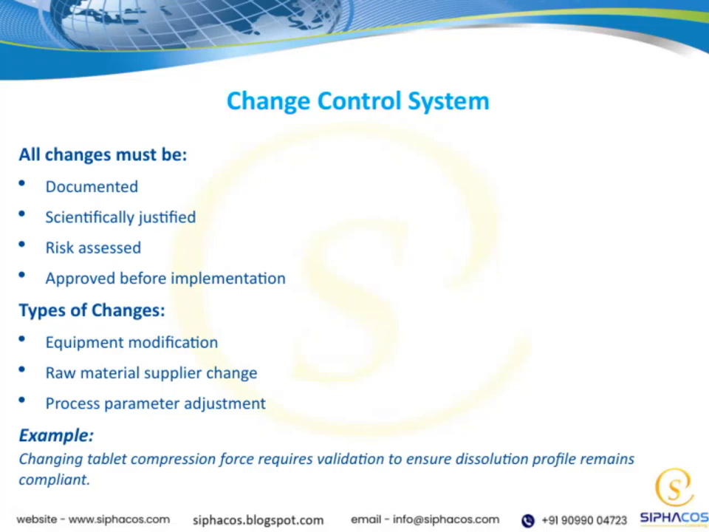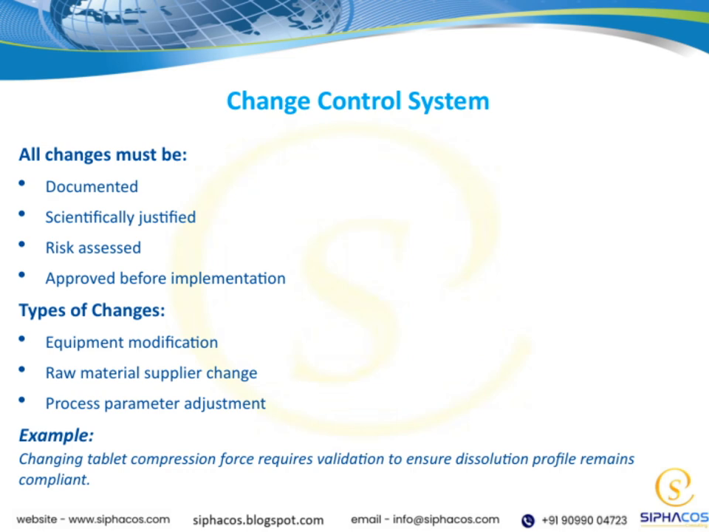Now, let's talk about the change control system. When we make any changes, it's essential that we follow a structured process. First, every change must be documented. This helps us keep track of what was changed and why. Next, the change needs to be scientifically justified, meaning we have to provide a solid rationale based on data or scientific principles. Risk assessment is also crucial, evaluating potential impacts to ensure the change won't introduce new issues or compromise quality. And importantly, no change should be implemented before it gets proper approval from the designated authority.